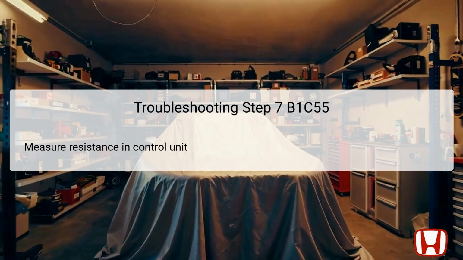If your measurements fall outside of the specified range, it's indicative of an issue, either a faulty thermistor or a break in the circuit. This step is crucial as it directly evaluates the thermistor's ability to sense temperature accurately, which is vital for the operation of the seat heater system. If readings align within specs, but DTC B1C55 persists, further investigation into the wiring and connections is warranted.